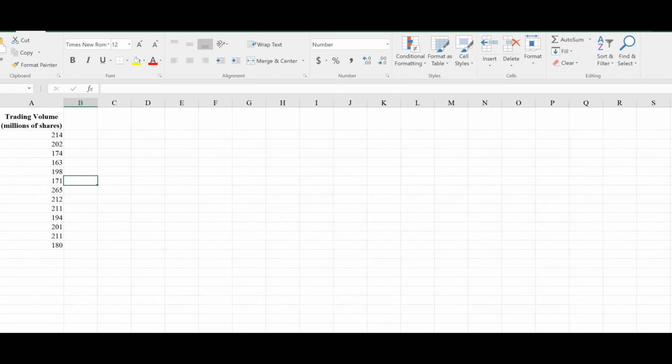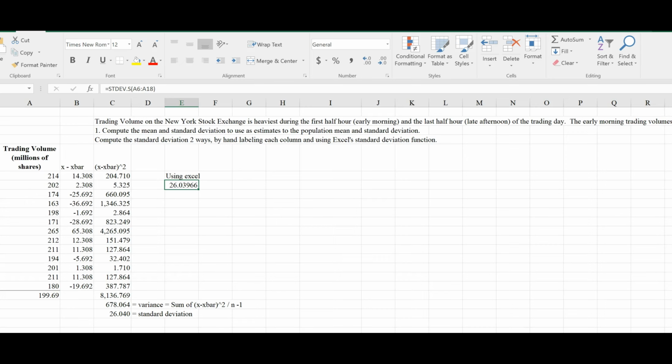Okay. All right, so for lab 6, this is really asking about trading volumes and trying to figure out some of these questions using the normal distribution. So if we look at question 1, compute the mean and the standard deviation using estimates of the population mean and standard deviation. Compute the standard deviation 2 ways, by hand, and then using an Excel standard deviation function.